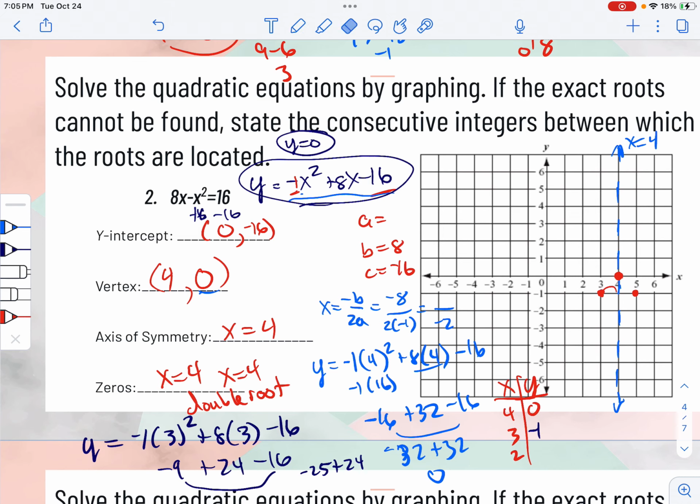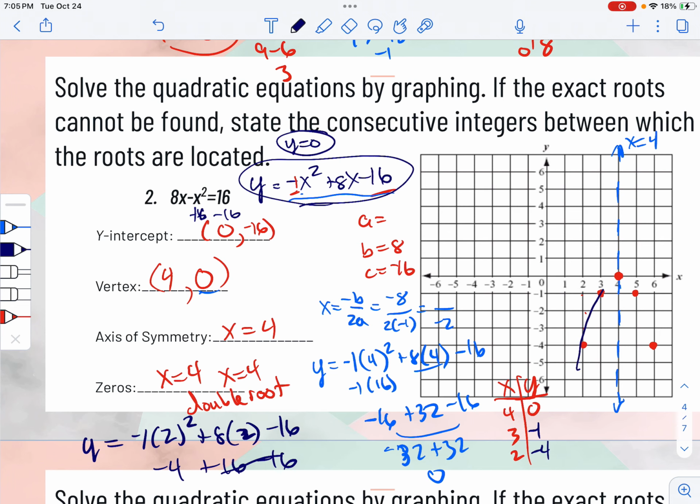Now I'm going to plug in 2. See what we get for another point here. Plug in 2 here and here. 2 squared is 4, so that's -4. 8 times 2 is 16. And -16, these cancel out. I'm just going to get -4 here. So, excuse me, 2, -4. 1, 2, 3, 4. That's 2 units away from the axis of symmetry. Go 2 units past it. There it is. Okay, cleaning that up a little bit.